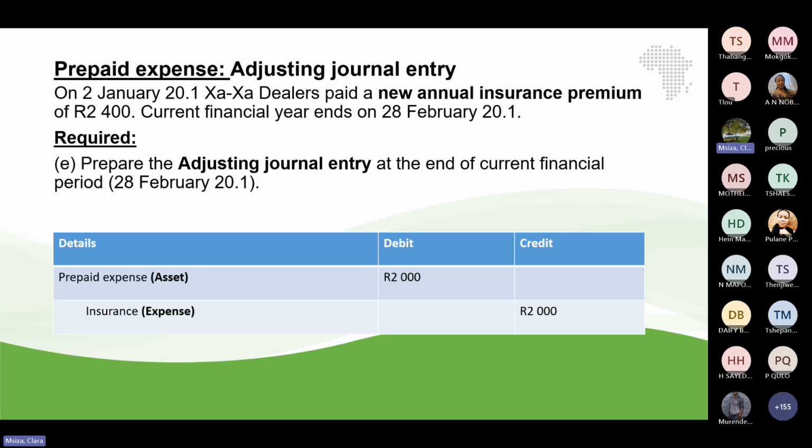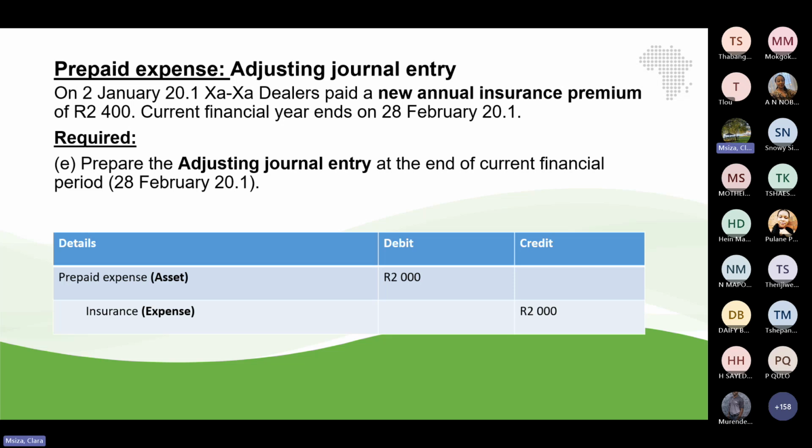So remember, at the beginning, we have shown what happens on the day of the transaction. You have already credited your bank, and you have debited your insurance with 2.4. But however, now we are adjusting because we know that only 400 relates to the current financial year, meaning that whatever doesn't relate to this current financial year, we need to adjust for it. So you can attempt here and indicate what you're going to debit and credit and with how much.